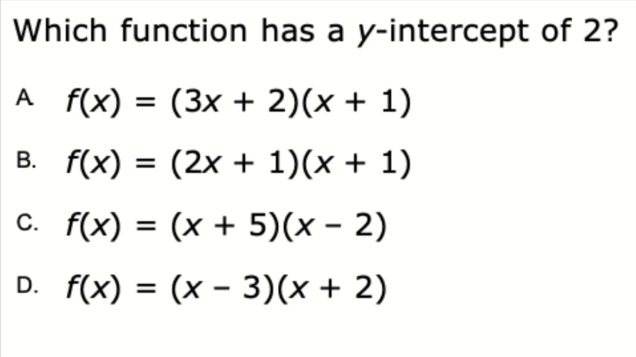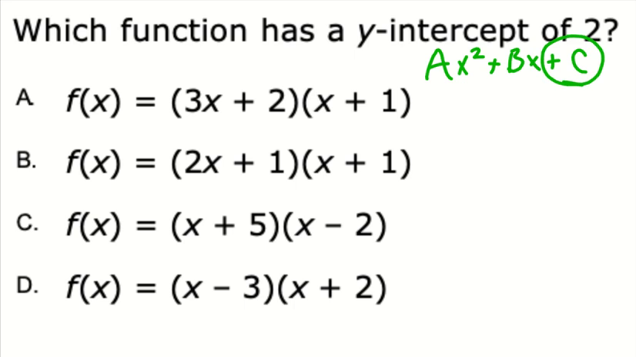All right, Scott. Aaron? All right, so if we've got our two parentheses like that, when we FOIL them, we're going to make a quadratic function. So we'd have our ax squared plus bx plus c. What part of that's the y-intercept? C. So we're looking for a c value of 2.